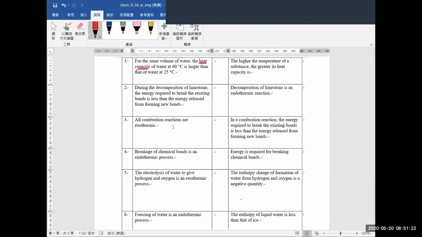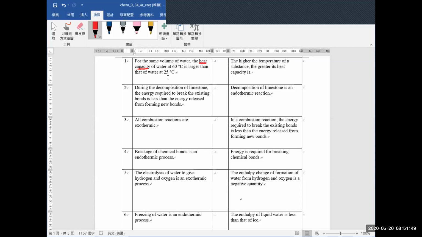Now, question 1. For the same volume of water, the heat capacity of water at 60 degrees is larger than that of the water at 25 degrees. The higher the temperature of the substance, the greater the heat capacity is. So what is meant by heat capacity, right? If you don't know what that is, you cannot answer, right?